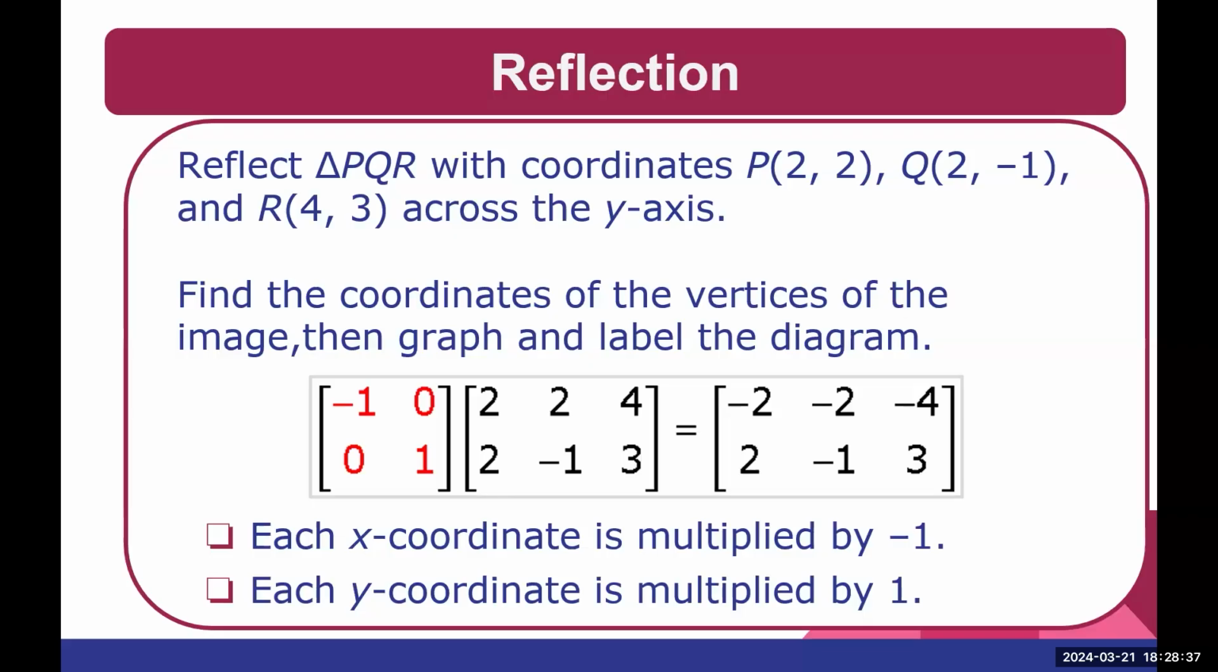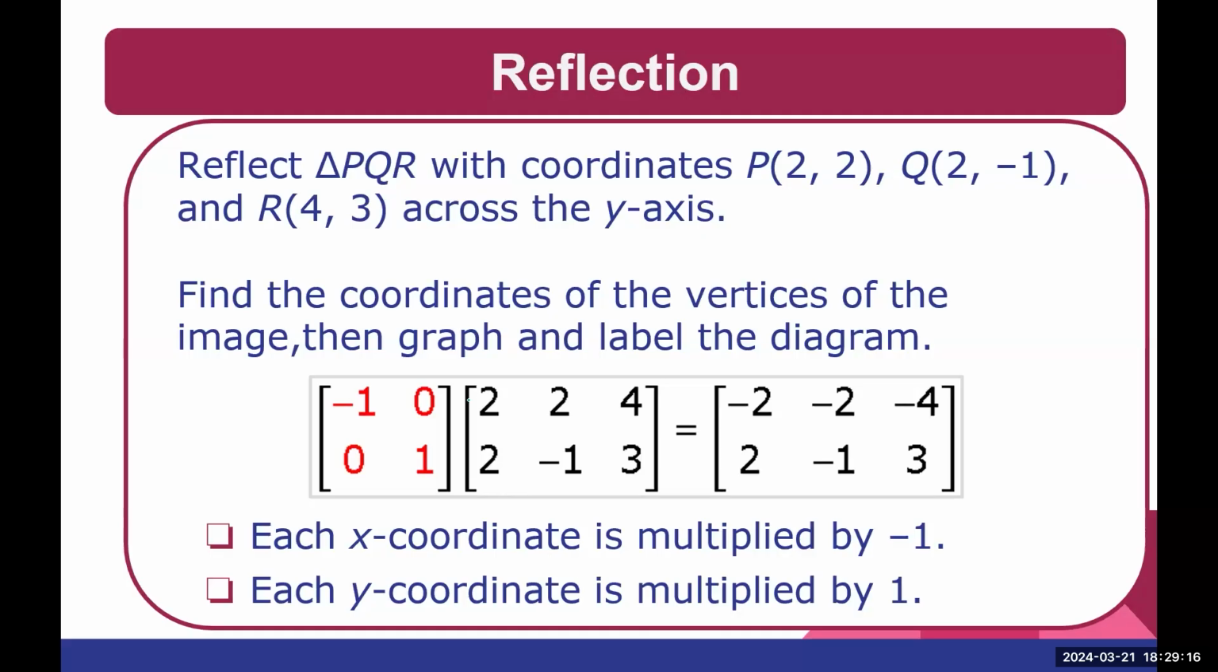All right, so this one says we're required to reflect triangle PQR with coordinates P being 2, 2, Q being 2, -1, and R being 4, 3 across the y-axis. Now, we're going to need to have a recollection of the various transformation matrices for reflection. So across the y-axis, across the x-axis, across y = x, and across y = -x. Now remember we said that when we reflect across the y-axis, the x values would change sign, right? Yes, sir. And the y values would remain the same.